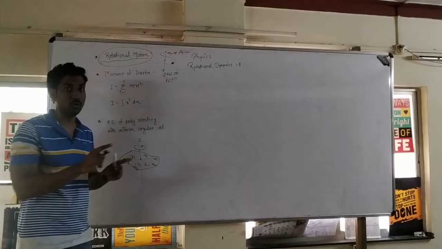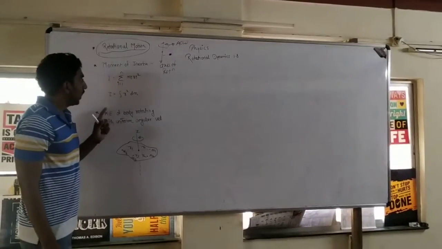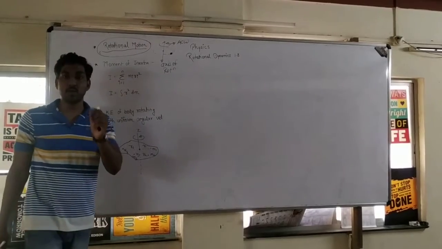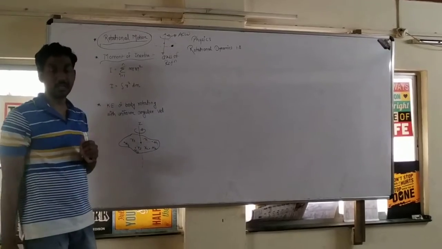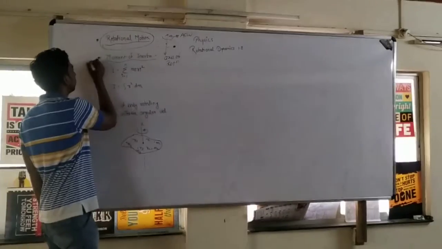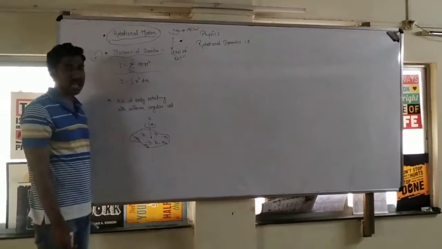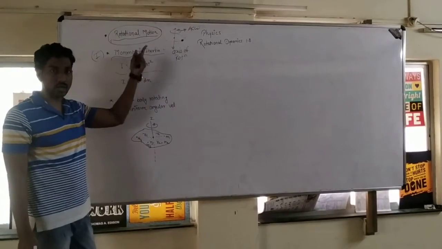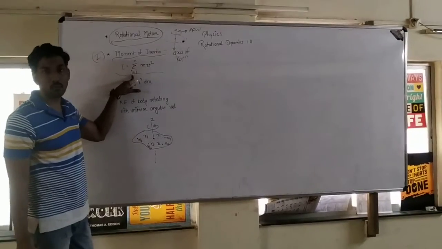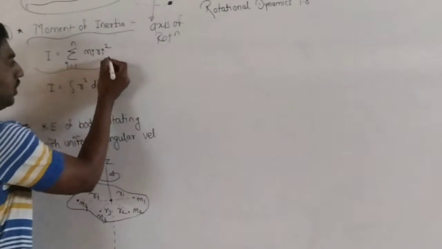It is different from circular motion, right? I have given you an example in the first lecture. In this rotational motion, one phenomenon is important, that is moment of inertia. It is denoted by capital I. Now, what is moment of inertia? I have written one expression, that is I equals summation of mi ri square, where i starts from 1 to n. We will see how you can define it.